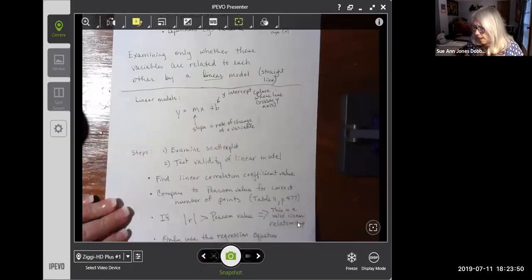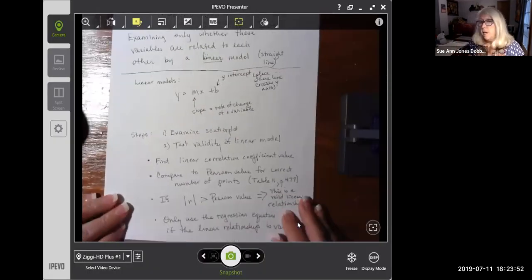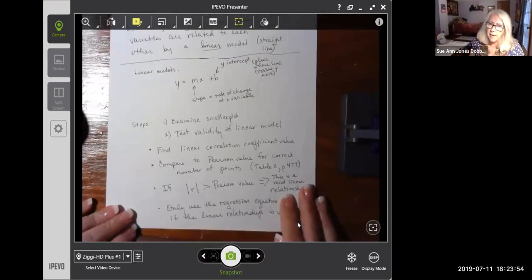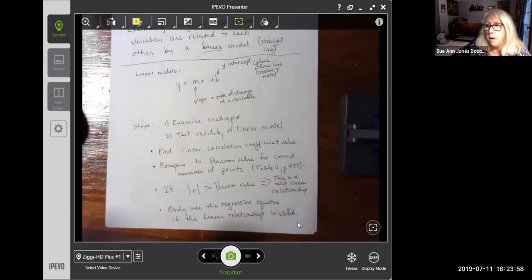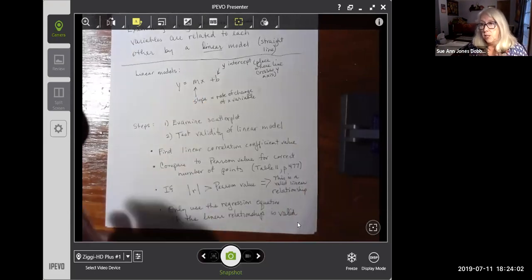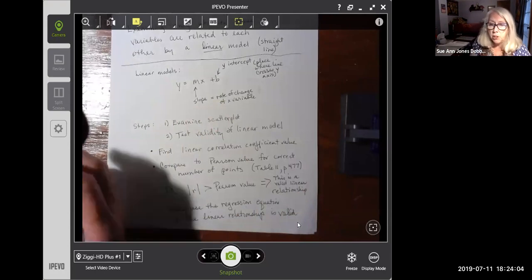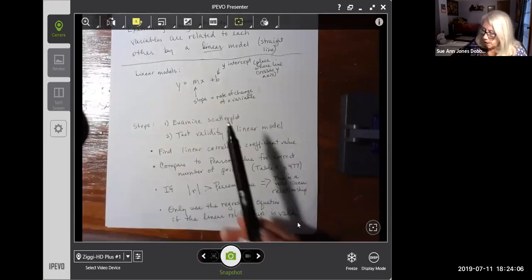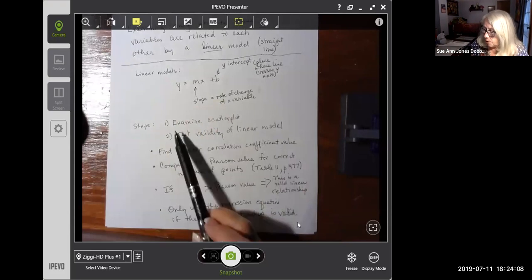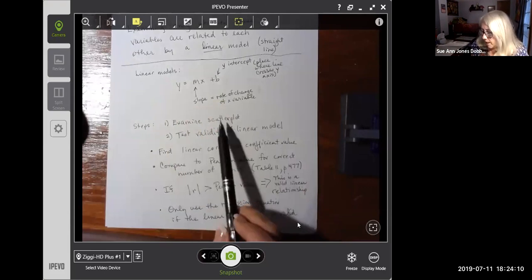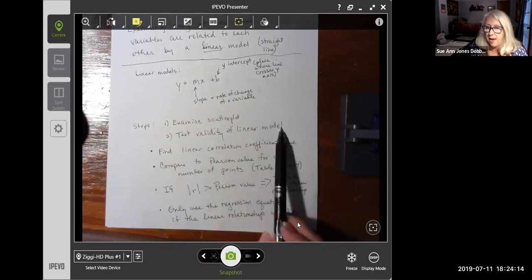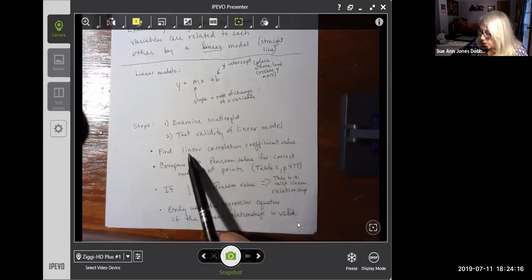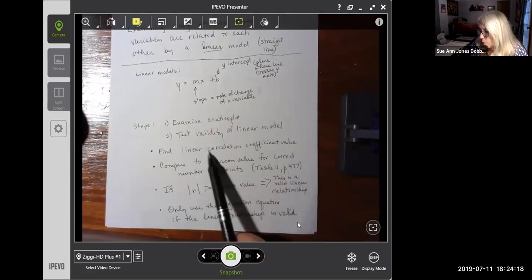And we're going to look at two different ways of getting this linear regression model. One of them I'll show you on the calculator, but I expect you to use StatCrunch much more frequently. So in general, we're going to use these steps. We're going to look at the scatter plot, and we're going to test the validity of the linear model. To do that, we're going to find the value of a thing called the linear correlation coefficient.